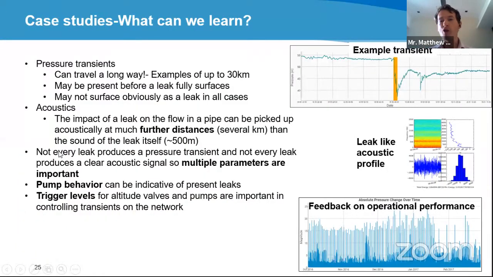So what have we learned from all of this data that's coming in and the monitoring networks that we've installed? The pressure transients, an example of which you can see at the top right here, can travel a long way, up to 30 kilometers, and they may be present before a leak fully surfaces. It may not be visible above ground, but the burst transient may have occurred on the network before the leak surfaces. So you do get a good bit of lead time, even with the bursts, by using this type of system.